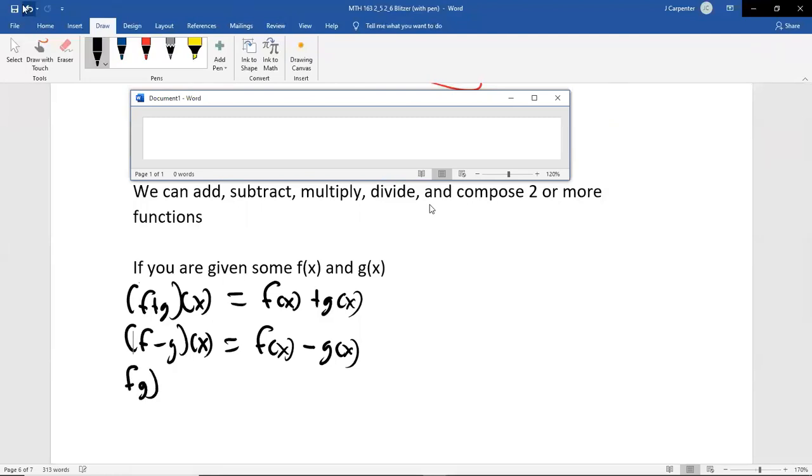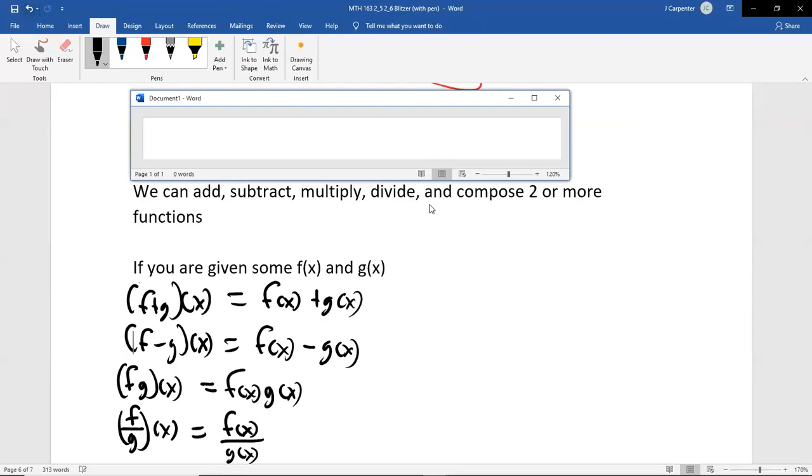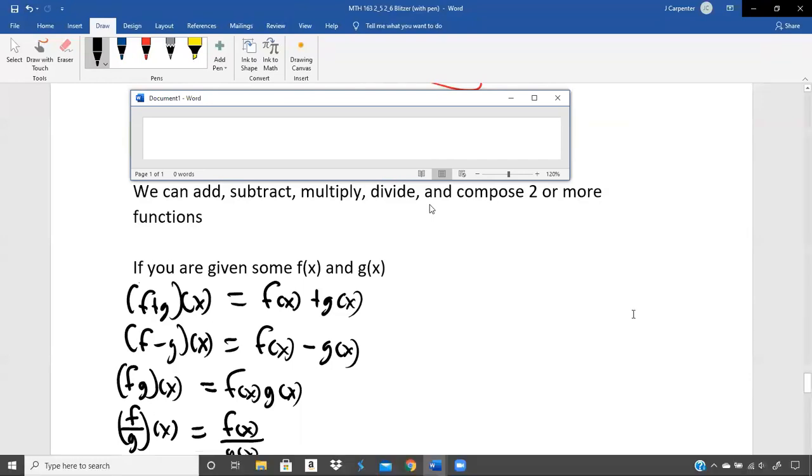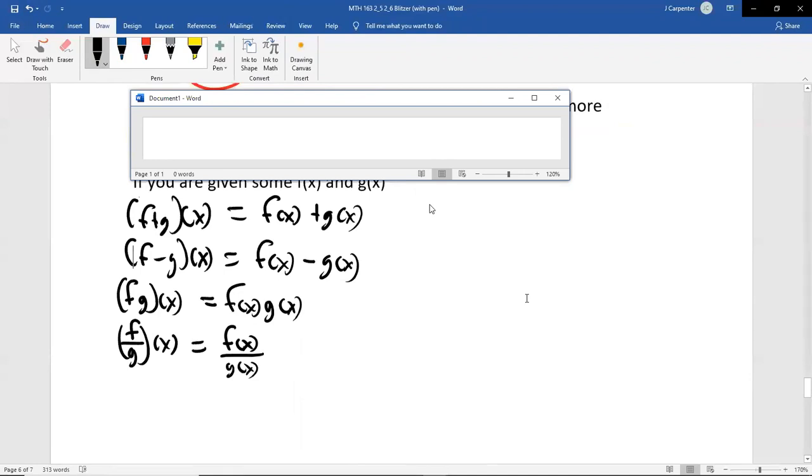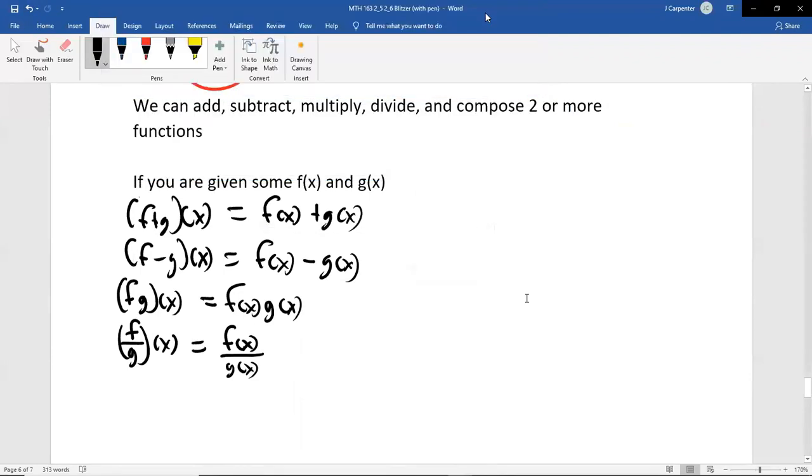Next up, you might have fg of x. Every time you open up these parentheses, you say of. So f times g of x. Well, that's just the f of x function times the g of x function. Or you might have them on top of each other. f over g of x, and that would just be the first function divided by the second function. These really don't feel like they have a reason to be seen, but that's because of the parameters we have. There are versions of math where these things are not necessarily true and it's not as clear cut.